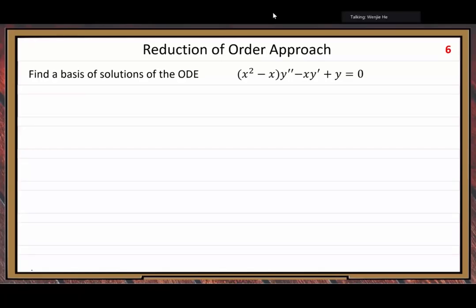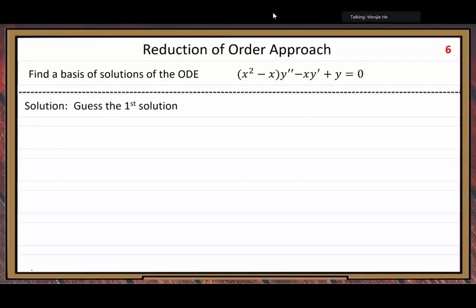Current ODE, the order is second order. Second order is relatively hard to solve. If we can bring down the order to first order, then it is much easier. So the idea is, how can we find a way to bring down the order of this ODE? That method.